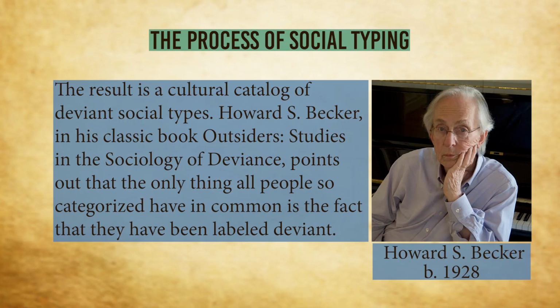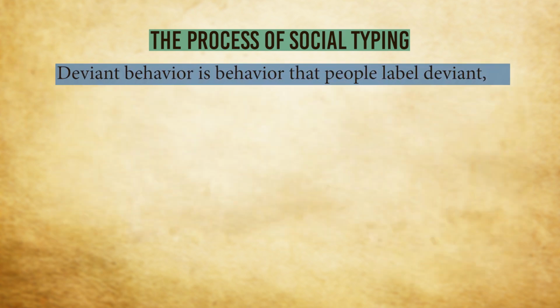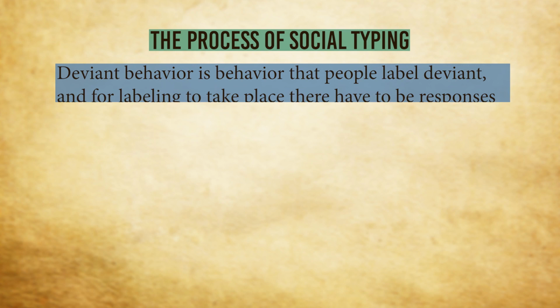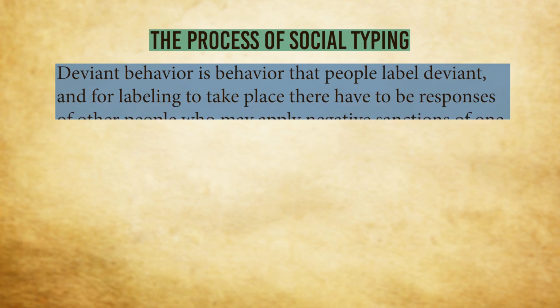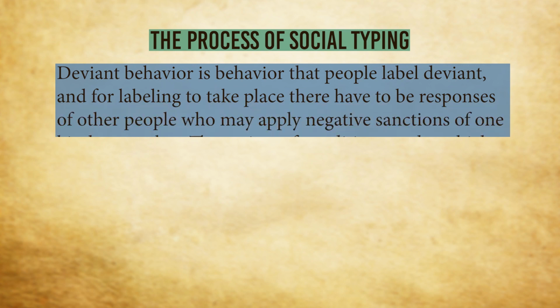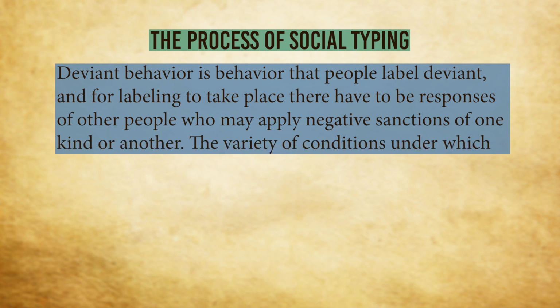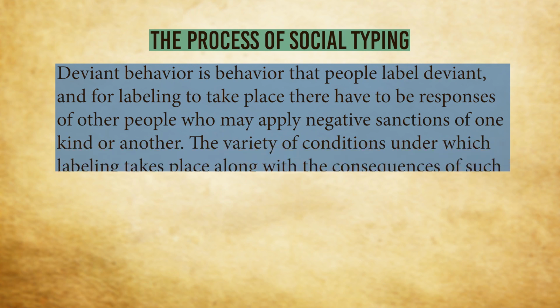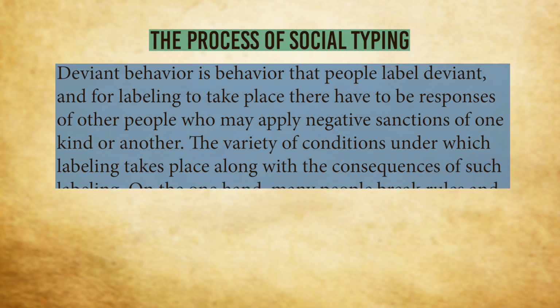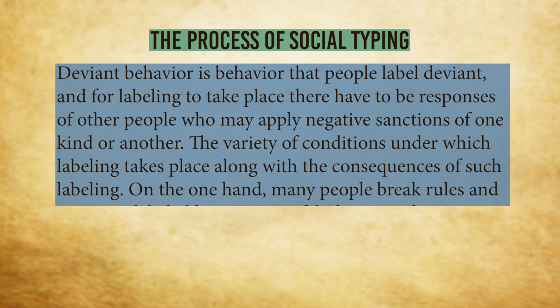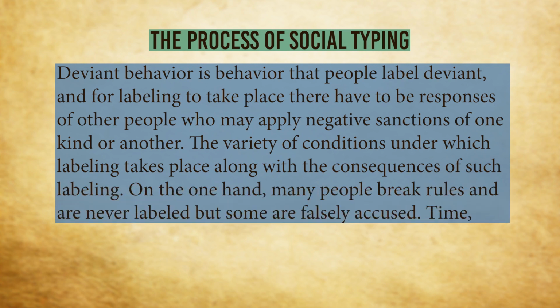Howard S. Becker, in his classical book Outsiders: Studies in the Sociology of Deviance, points out that the only thing all people so categorized have in common is the fact that they have all been labeled as deviant. Thus, his definition: deviant behavior is behavior that people label deviant. And for labeling to take place, there have to be responses of other people who may apply negative sanctions of one kind or another. He goes on to point out the variety of conditions under which labeling takes place, along with the consequences.